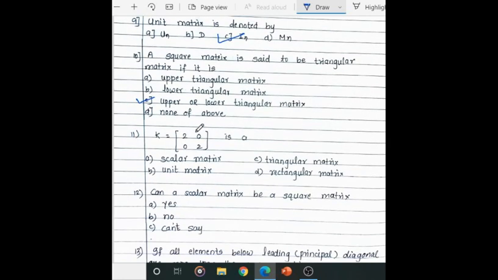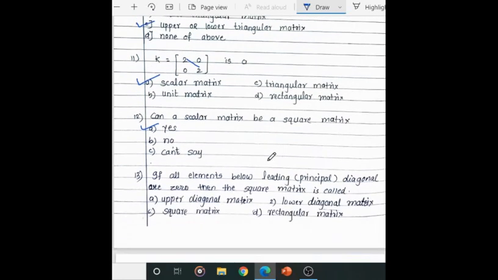K is equal to the matrix 2, 0, 0, 2. It is a which type of matrix? It is a scalar matrix because the diagonal elements are the same. Can a scalar matrix be a square matrix? Yes, because only in a square matrix can we find the diagonals. See, this matrix K is a scalar matrix and it is a square matrix also.